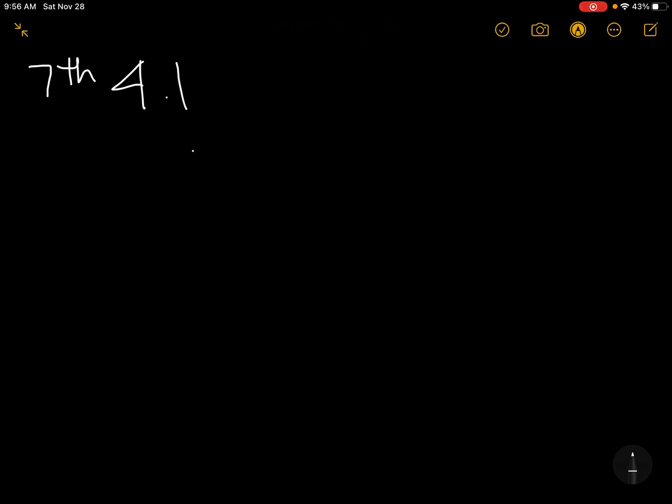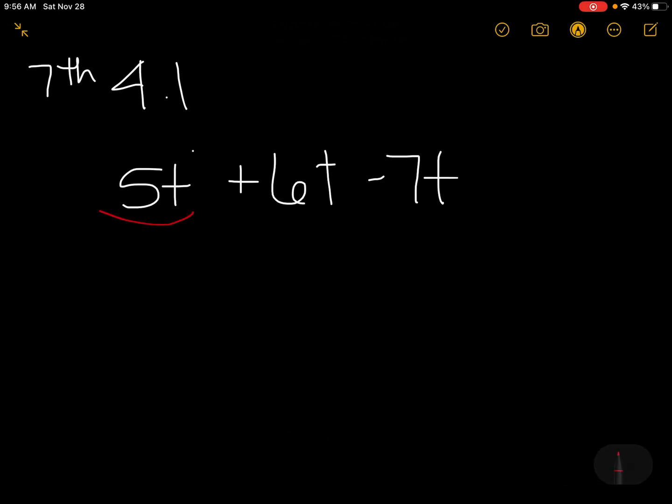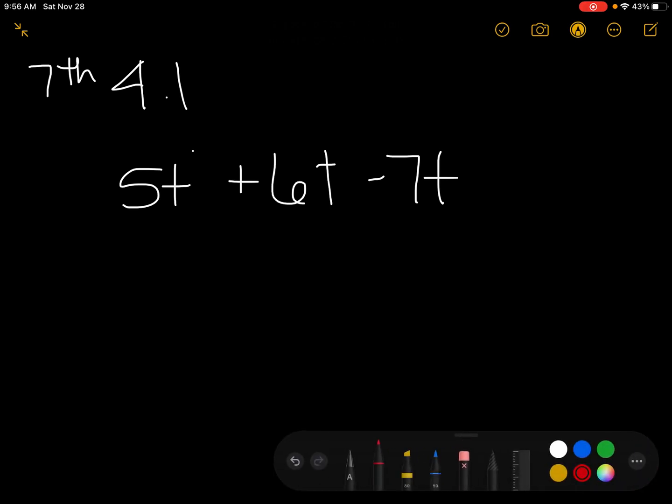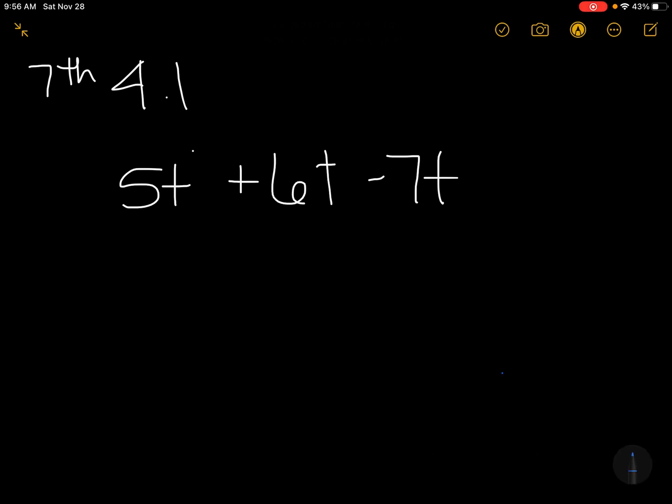So for instance, if we had something like 5t plus 6t minus 7t, each one of these is considered a term of this expression here. What we're going to do is combine them, meaning we're going to put them together. What I typically teach students to do is to consider each of your terms as a type of fruit or a shape or something like that.